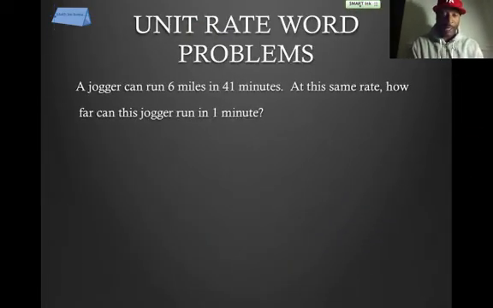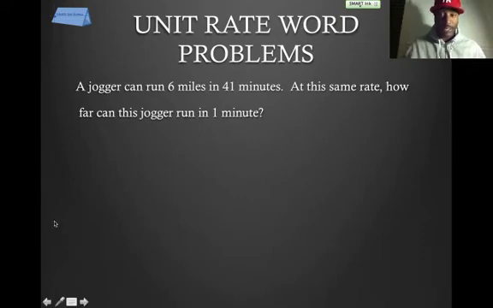Let's look at this problem here. It says a jogger can run 6 miles in 41 minutes. At this same rate, how far can this jogger run in 1 minute? Let's read it again. A jogger can run 6 miles in 41 minutes. At this same rate, how far can this jogger run in 1 minute?